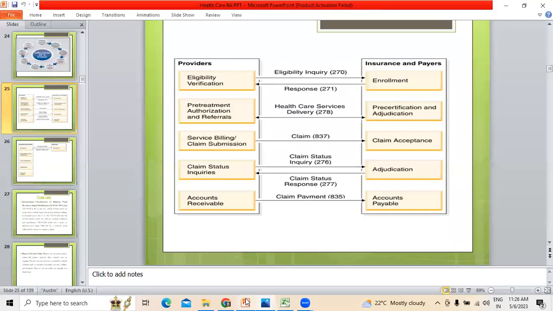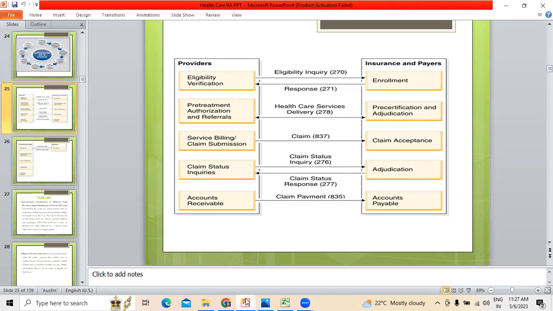Now, when we are talking about the code numbers, what do we use as a healthcare business analyst whenever we want to know about the code numbers? These are the code numbers we usually use. These codes are important for any healthcare business analyst to understand.